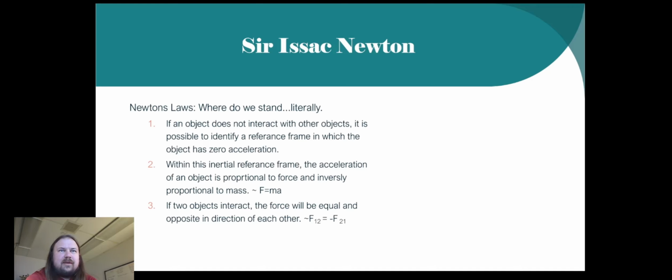So to do that, we need to come up with a law that states, well, this is what we're going to do, and this is where we're going to take our measurements from. Okay? So that's what Newton's first law is all about. It says that if an object does not interact with other objects, it is possible to identify a reference frame in which the object has 0 acceleration. So the reference frame is the key to the first part, right? There is some reference frame in which an object always has 0 acceleration.